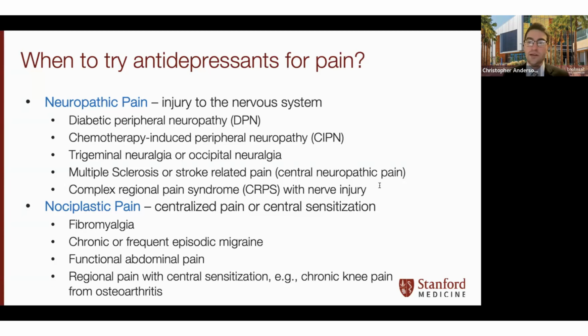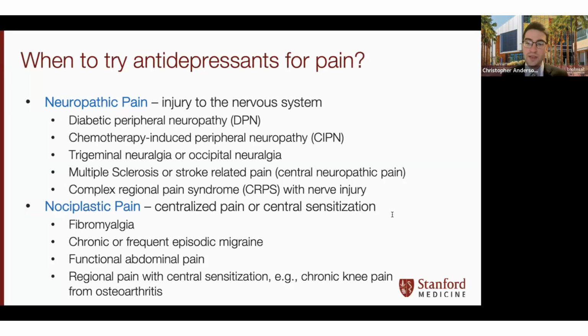Nociplastic pain is a relatively new term that is used to describe pain states that can sometimes have neuropathic qualities, like the burning, the stinging, the stabbing, or the shock-like pain. But there's no clear injury to the nervous system that has been identified. And sometimes conditions like neuropathy, or even conditions that are not clearly neuropathic, like chronic knee pain, which is thought to be musculoskeletal, can develop nociplastic characteristics.